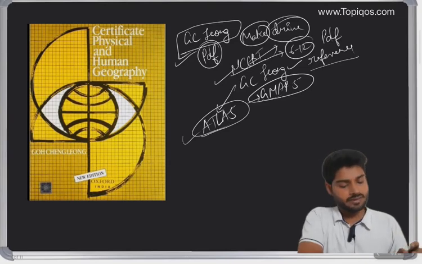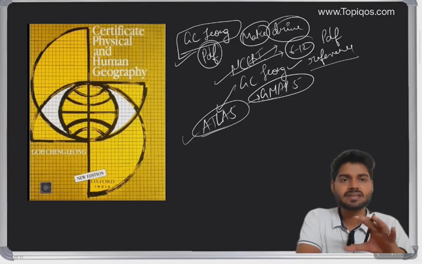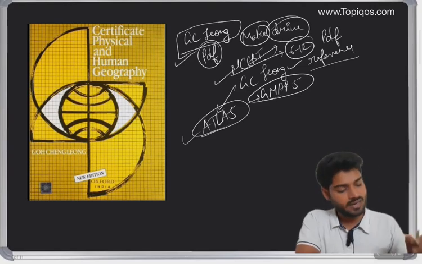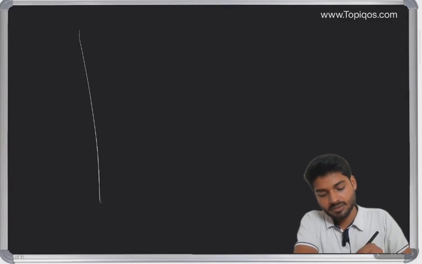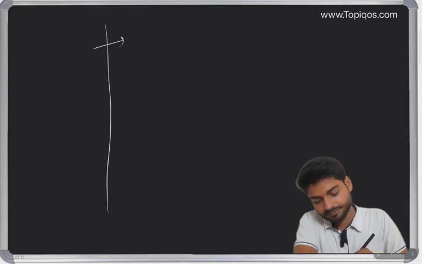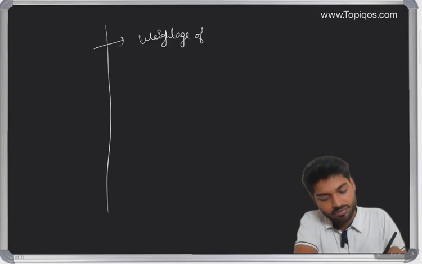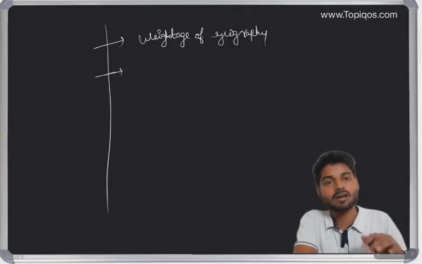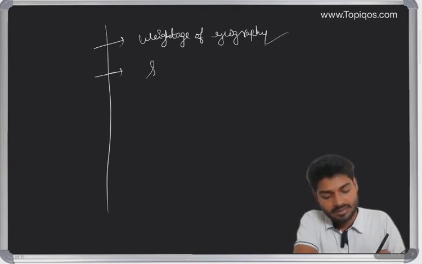So that's all for today's class. Okay, I think we have discussed every part needed for the preparation, like what we are going through, how we have to move ahead. So what we have discussed today is the weightage of geography. Then after the weightage we moved to the syllabus of geography.